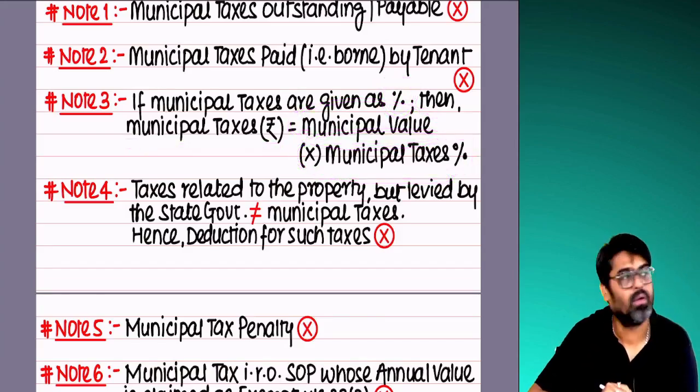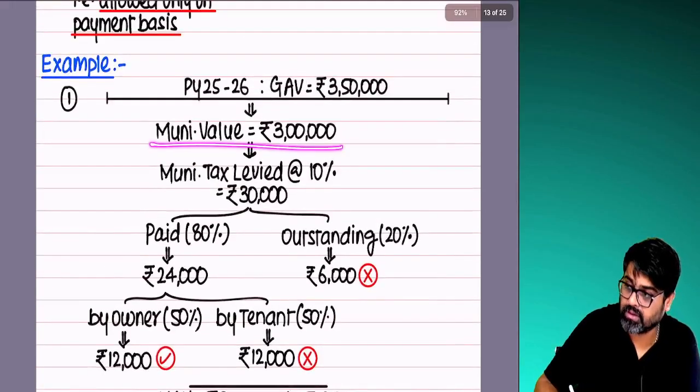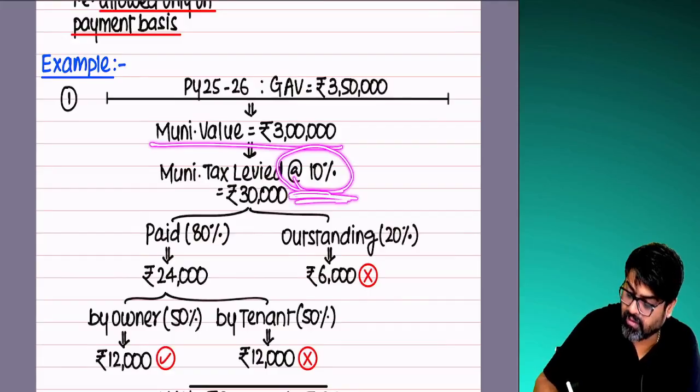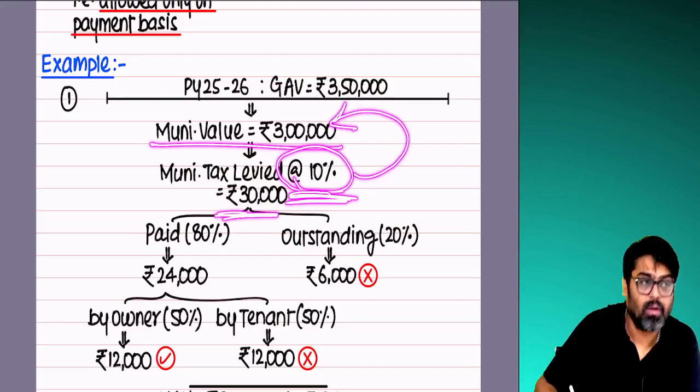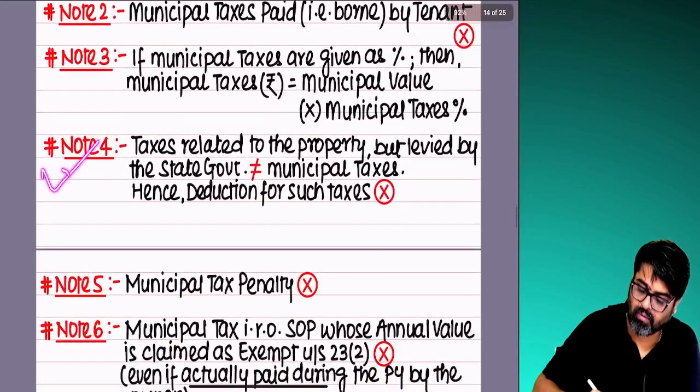Yes or no? That we have seen in the first example only. See, municipal value was how much? And municipal tax is levied at? So municipal tax is given in percentage, no? So to calculate the amount, we'll apply this percentage on municipal value. Yes or no? Next one. Note number 4 I have already explained.